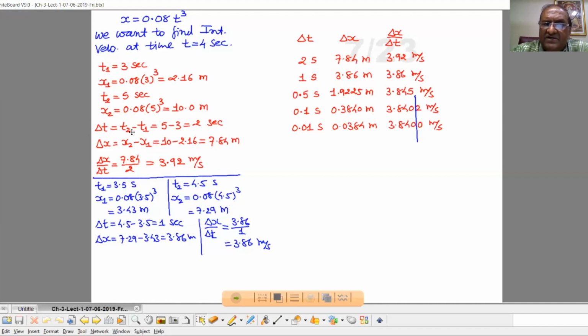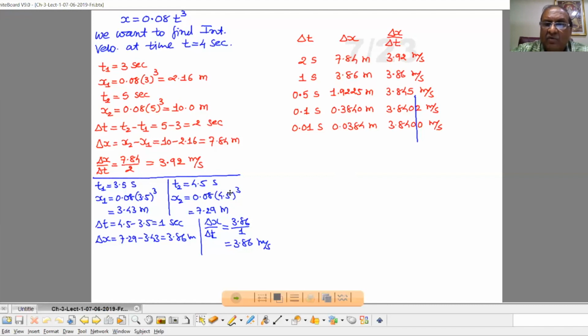Now time interval t2 minus t1, that is 5 minus 3, 2 seconds. And in this time interval, the change in position delta x is x2 minus x1. So that is 10 minus 2.16, that is 7.84. And if we calculate delta x by delta t, then 7.84 by 2, that is 3.92 meter per second. So here, for a time interval of 2 seconds, change in position is 7.84, and delta x by delta t is 3.92. But we don't know whether this is constant or not. So we have to continue the process.